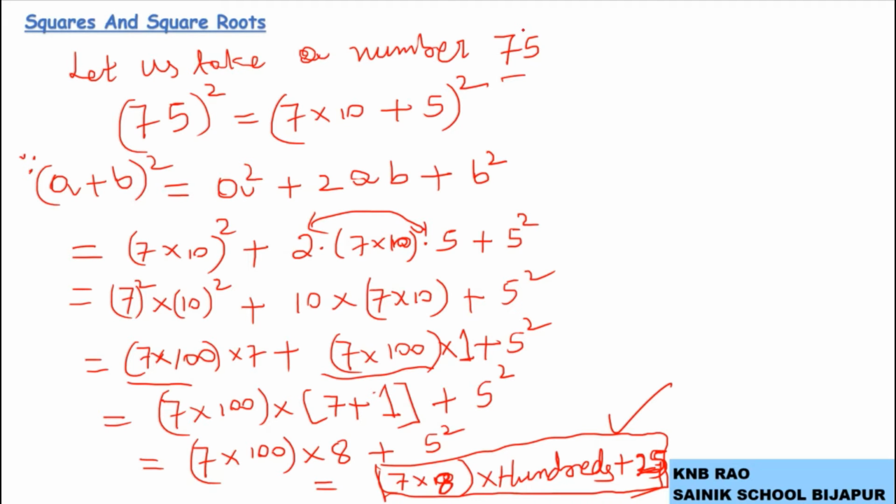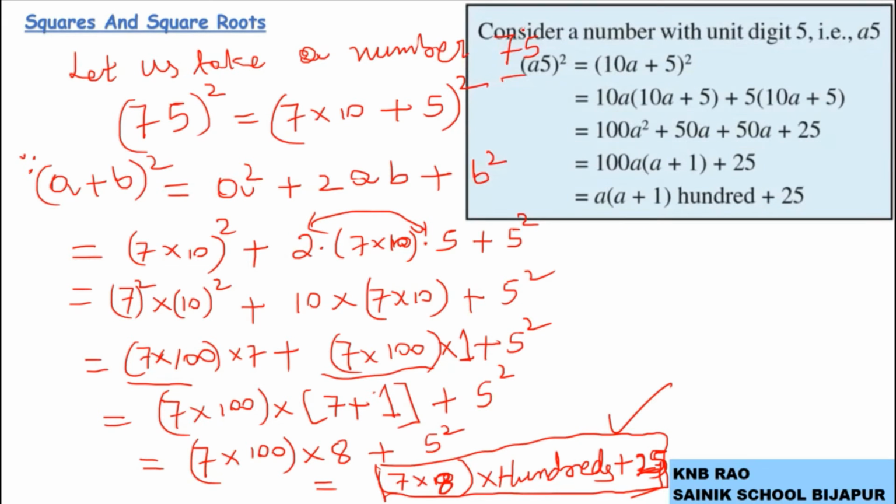In general, we can have taking any number ending in 5 as A5. A5 is nothing but 10 times A plus 5.